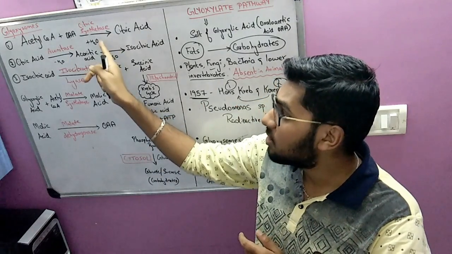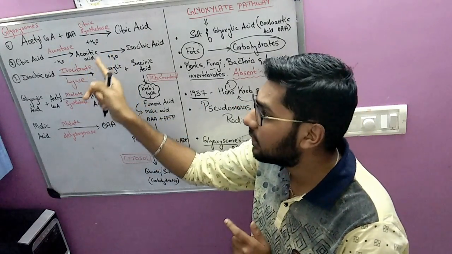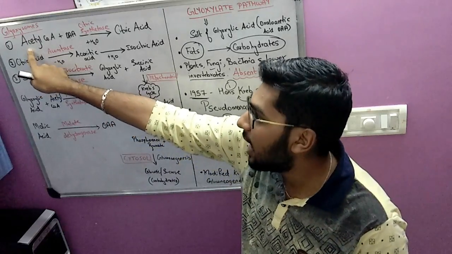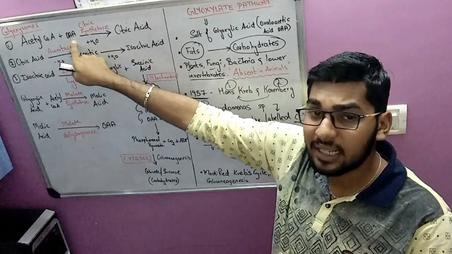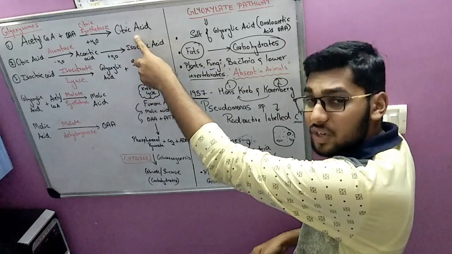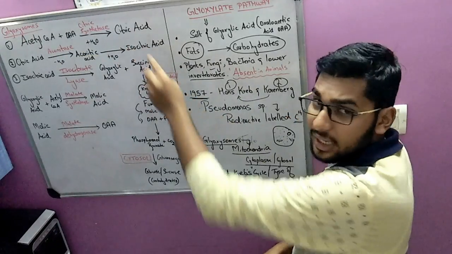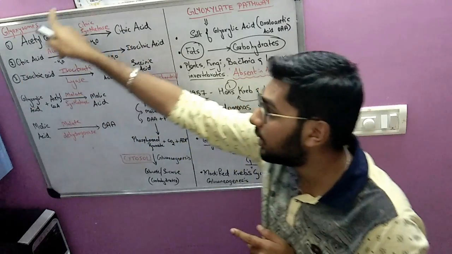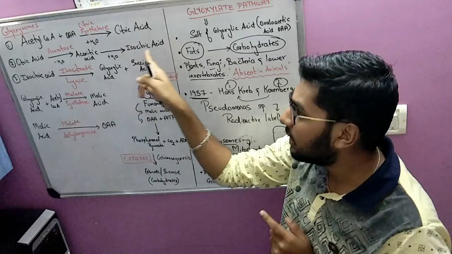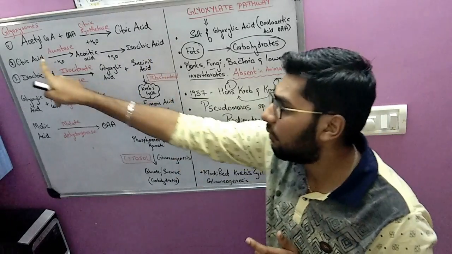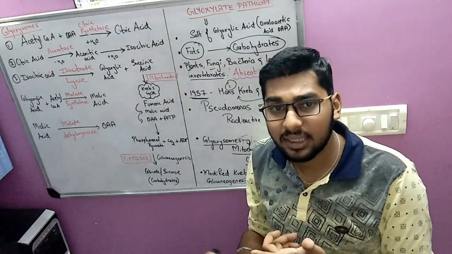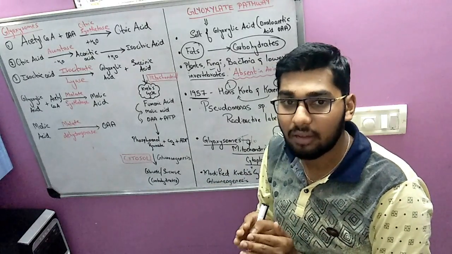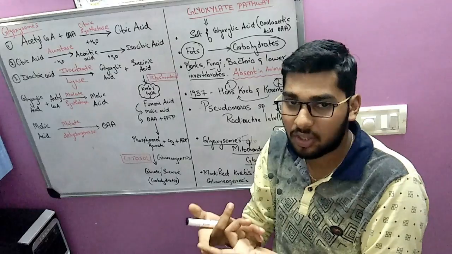So with the help of the enzyme citrate synthetase, acetyl coenzyme A, that is a product of beta oxidation of fats, combines with oxaloacetic acid to give rise to citric acid. The first compound is citric acid. Now this citric acid gets converted into its isomer form, that is isocitric acid. What is this isomer form? Isomers have the same molecular formula but different structural formula.